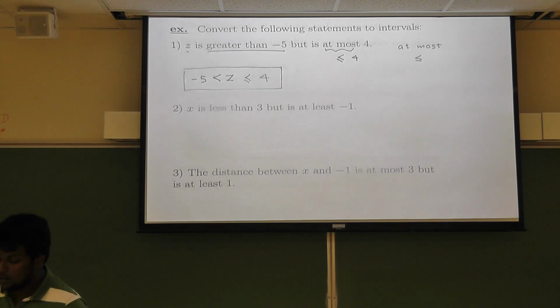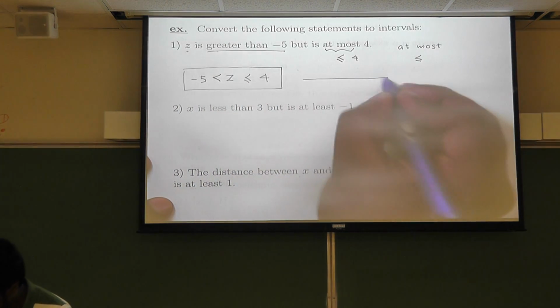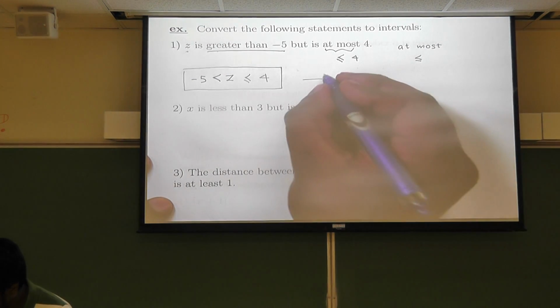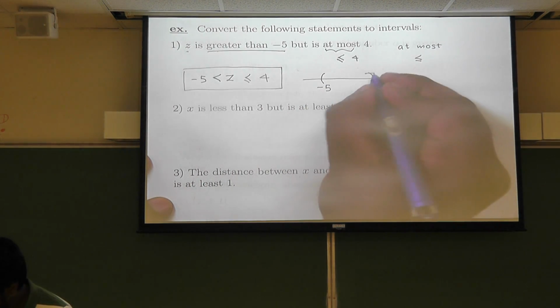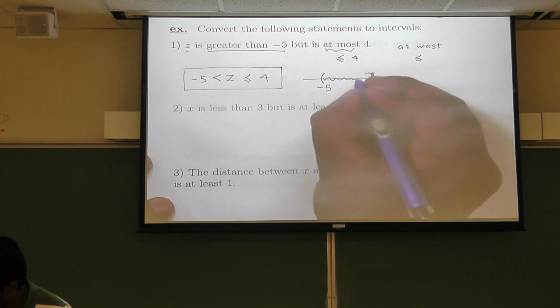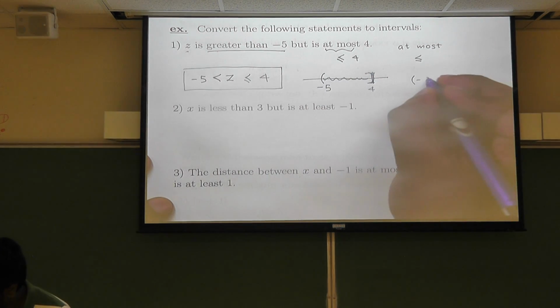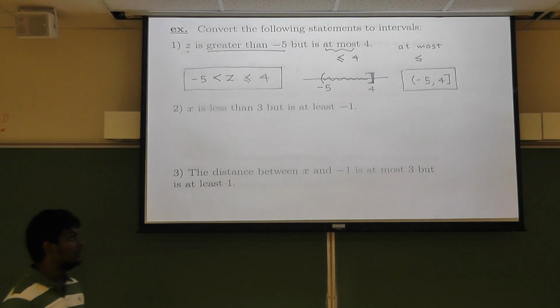It says translate to an interval. In interval notation, -5 is not included. z is between -5 and 4, so it would be -5 to 4, with -5 in a parenthesis and 4 in a bracket because it can be included in the interval.